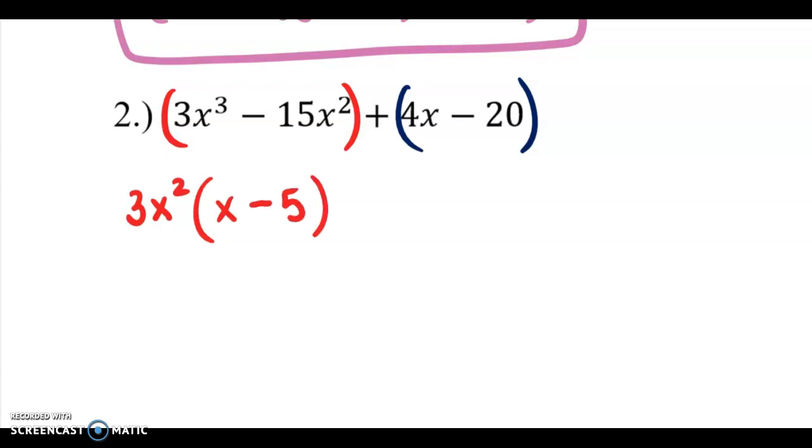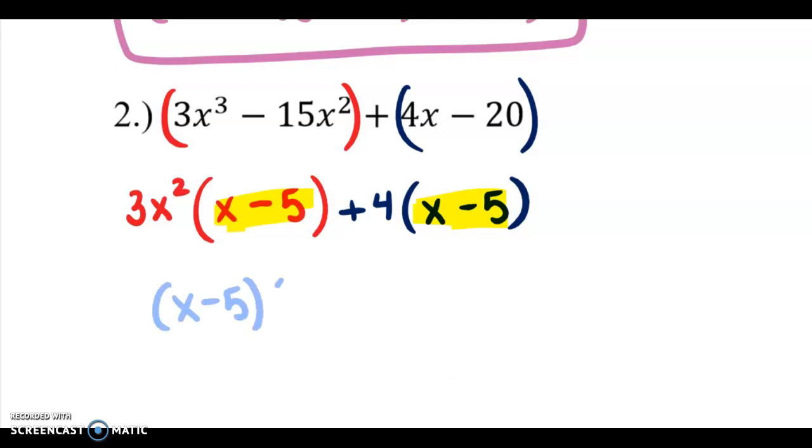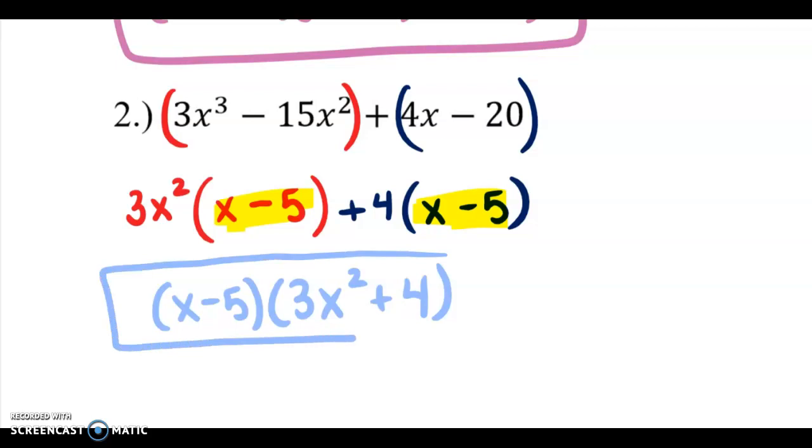Then I'm going to look at my next one. I can pull out a positive 4. When I do that, it leaves me with an x minus 5. My parentheses match. Yay, they always will match. My answer includes the first common set of parentheses and the 3x squared plus 4. The only x squared I have here is 3x squared plus 4. It's not a difference, so there's no subtraction, and 3 is not a perfect square, so that one's out. So my answer ended up just being a set of 2 binomials.